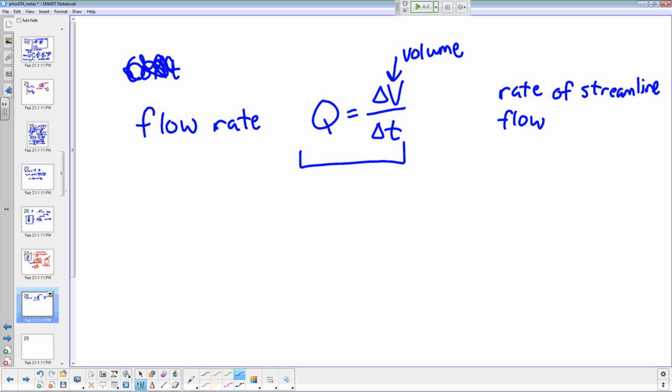And with ideal fluids, that is fluids that are just flowing straight without any rotation, without any changes in velocity or density, this volume rate will always be the same. So Q will remain constant for an ideal fluid.